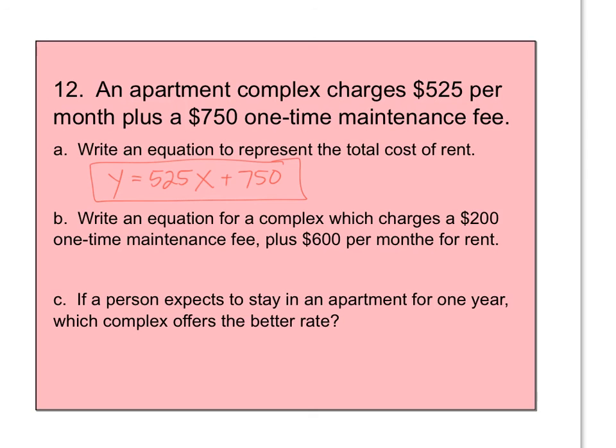Slope-intercept form. Part B. Write an equation for a complex which charges a $200 one-time maintenance fee plus $600 per month for rent. A little typo there. So take a minute, see if you can do part B. $600 per month plus $200 one-time fee. So there's that. Part C. If a person expects to stay in this apartment for 1 year, which complex offers the better rate?